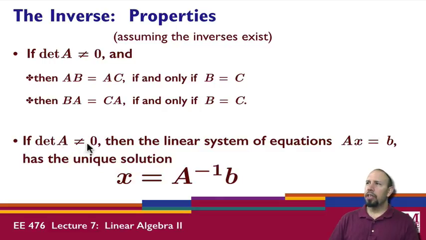Now, if the determinant is not zero, then the linear system of equations has a unique solution. X is equal to A inverse B. So in this case, if the inverse exists, then we have this nice solution. We take the inverse times B, and we're good. So this is the situation for a unique solution.